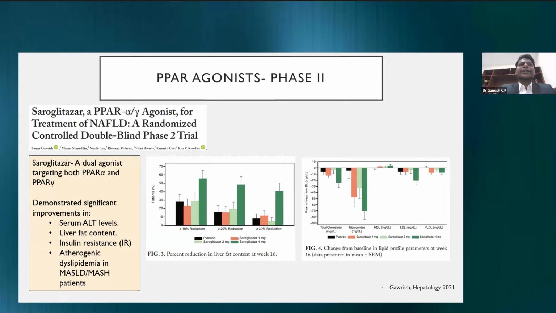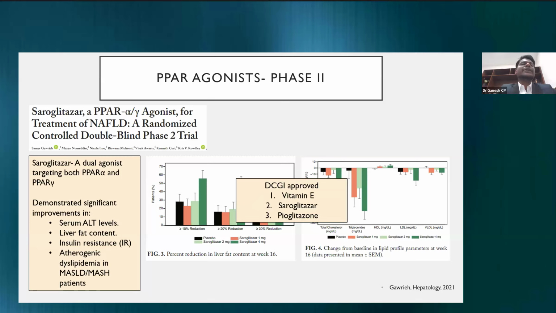This drug also reduced the ALT levels as shown in the studies. Saroglitazone reduces ALT levels. It reduces the fat content. It improves the insulin resistance. It can be used to treat diabetic dyslipidemia. But this drug failed to show improvement in the fibrosis. Still, this drug has been approved by Drug Control General of India.